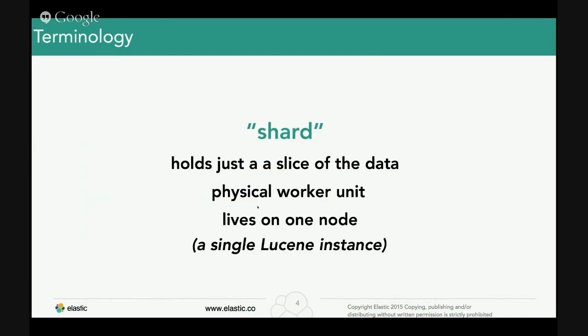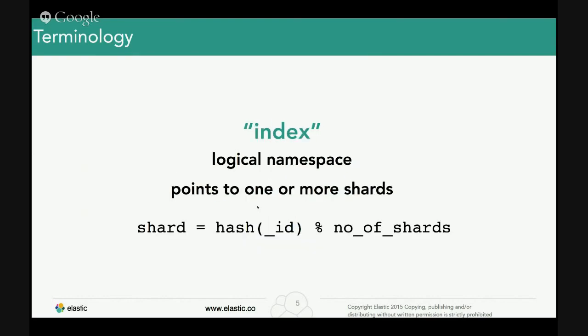A shard is a unit of work. It's a fragment of your data. It lives on one physical node, and happens to also be a single Lucene instance. Index. This is what you'll talk to. You don't talk to shards, you talk to indexes. It's a logical namespace for one or more shards. And when you index a document, we determine which shard that data gets distributed to.